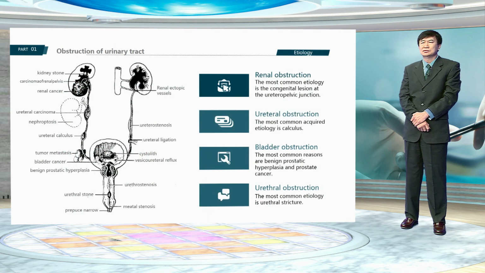In renal obstruction, the most common etiology is the congenital lesion at the uretero-pelvic junction. In ureteral obstruction, the most common acquired etiology is calculus. In bladder obstruction, the most common reasons are benign prostatic hyperplasia and prostate cancer. In urethral obstruction, the most common cause is urethral stricture.